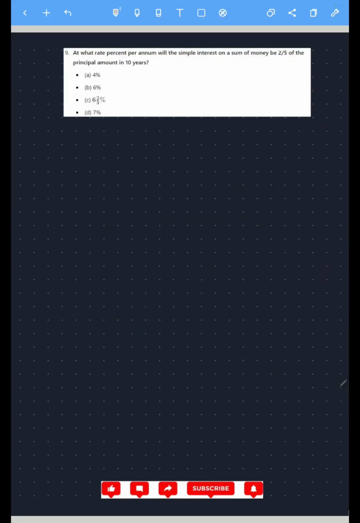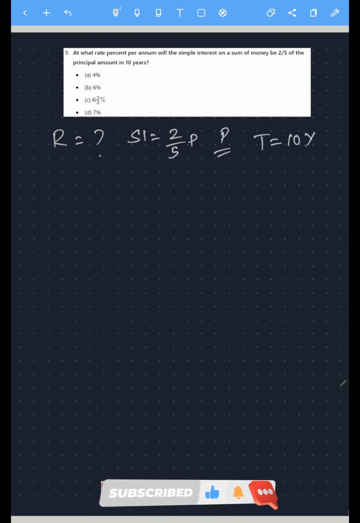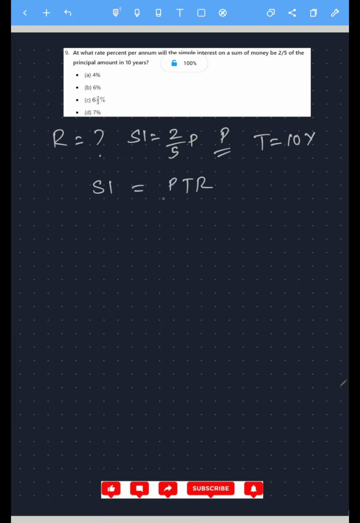So what's given in the question? He is asking us the rate. Okay, and he's saying that the simple interest is 2/5 of the principal. Okay, so SI equals 2/5 times the principal, so the principal is P, and the time period is given as 10 years. Great. SI equals PTR upon 100. So SI is nothing but 2 by 5 P from the given.